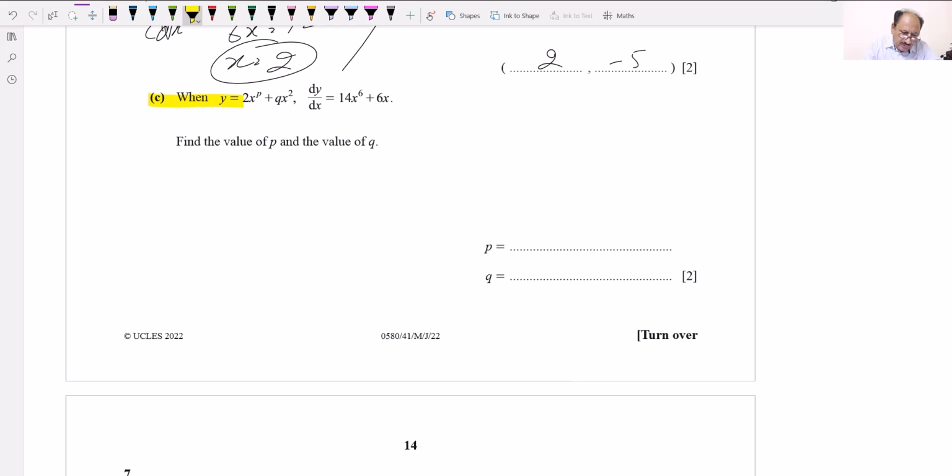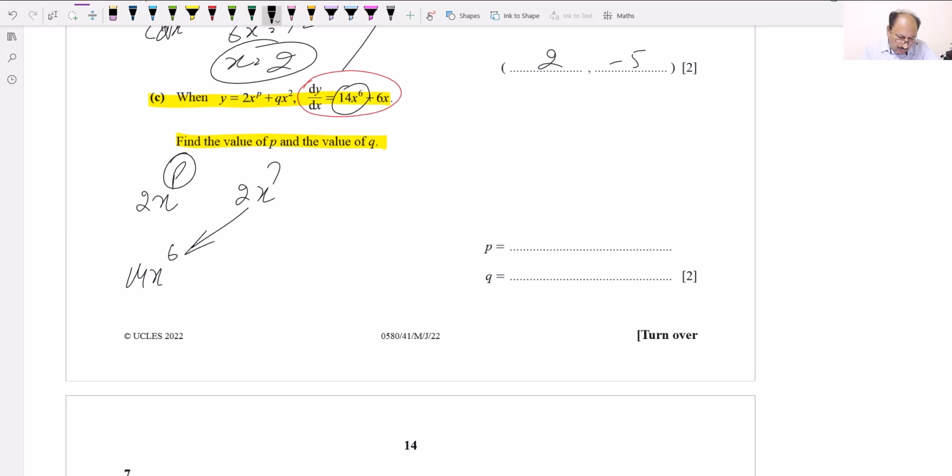C part says when y is equal to this, they have provided the derivative dy by dx is equal to this, and we have to find the values of p and q. Now if we compare this 14, if it is 2x raised to the power p, we need 14x raised to the power 6. So p should be 7, so that the derivative of 2x raised to the power 7 will be 14x raised to the power 6. So p will be equal to 7.